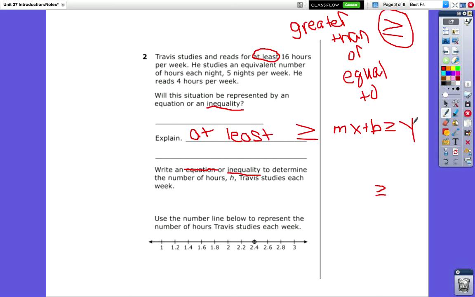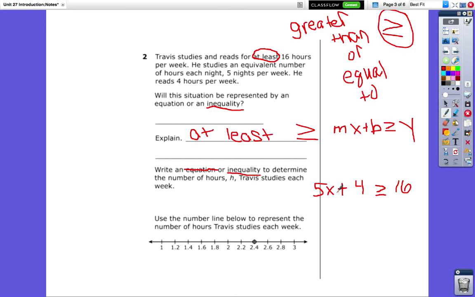So our inequality that we're going to have is, our rate is 5 nights per week. So we're going to have 5x plus, he reads 4 hours per week, just 4 hours. He doesn't read any more than 4 hours. That kind of looks like it could be a rate also. But if you think about it in real life terms, it wouldn't be a rate. This is 5 nights per week, and we're trying to figure out how many hours he studies. And so we're going to be finding that for at least 16 hours. So this would be our total.